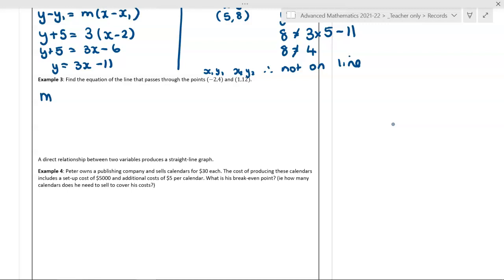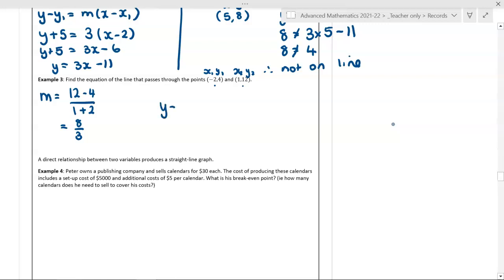So now to get the gradient, I'm going to go 12 minus 4 over 1 minus -2, so it becomes a plus. Work out the top, that's 8. Work out the bottom, that's 3. And sometimes we might have to simplify that fraction, but not in this case. So now I'll just use whichever point I like. I might use the (-2, 4) because 12 just seems a bit ugly.